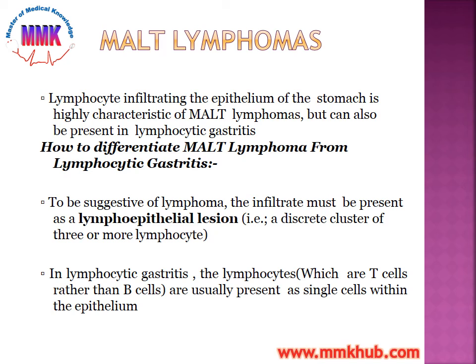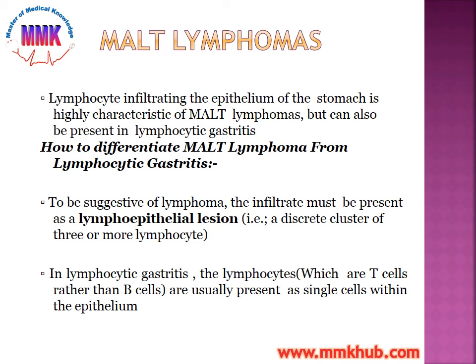Lymphocytes infiltrating the epithelium of the stomach are highly characteristic of MALT lymphoma, but can also be present in lymphocytic gastritis. Then, how do we differentiate MALT lymphoma from lymphocytic gastritis? In lymphocytic gastritis, the lymphocytes, which are T cells rather than B cells, are usually present as single cells within the epithelium, while in lymphoma, the infiltrate must be present as a lymphoepithelial lesion, which is a discrete cluster of 3 or more lymphocytes.